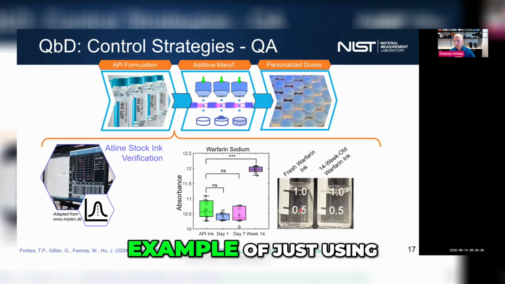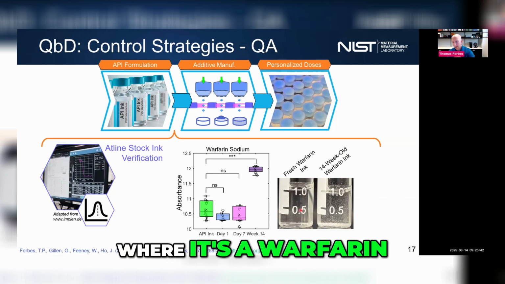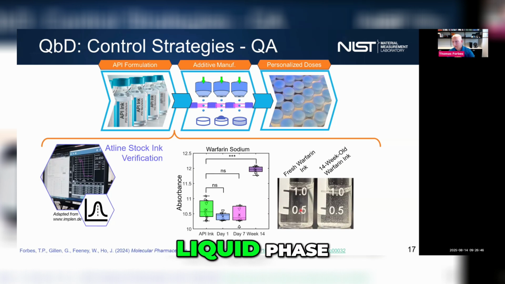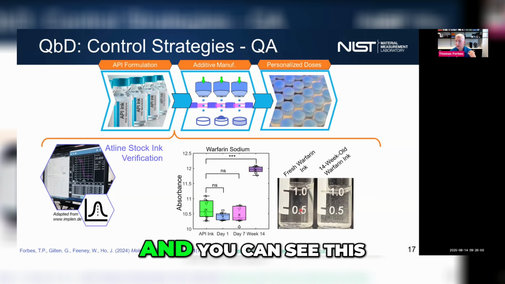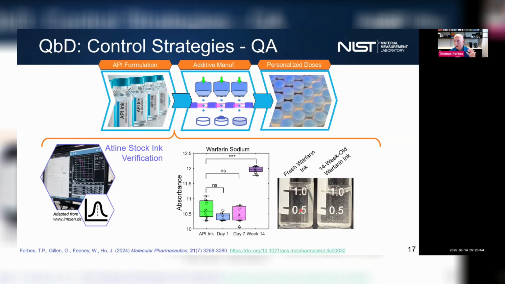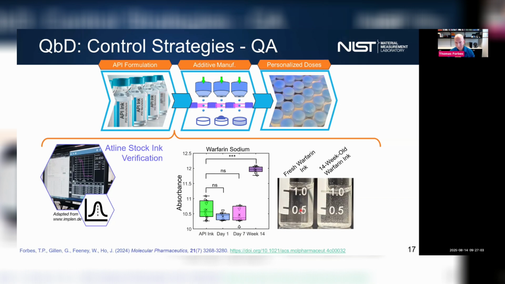So this is an example just using simple UV absorption, where it's a warfarin pharmaceutical ink, and you can see that after a week, you're still in the liquid phase, and then after a couple of months, that warfarin will start to crash out of solution, and you can see this difference in your absorption, and you can catch that ahead of time. And so this could also be if it was sitting on the tarmac and there was some degradation. Can you catch it before you even start your printing?